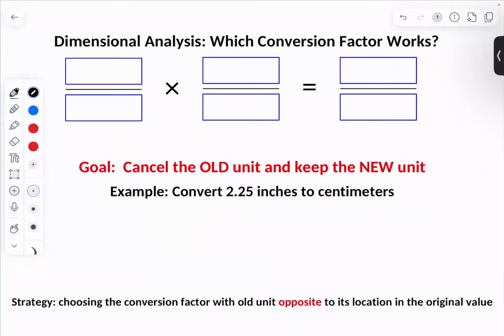Last time we talked about conversion factor. Conversion factor is a connection between the old unit and the new unit. Today we're going to move forward to the calculations in the dimensional analysis. And here is the setup.